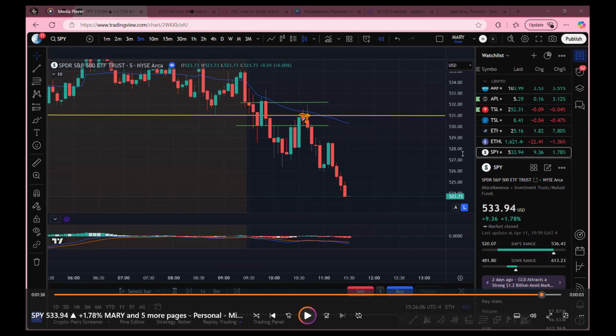Below the line. You want the body to continue to close. You see this? It closed. You see this? It closed. Yep. You want that to close. Okay. The body closes below the VWAP. Still, we can conclude that we are below the VWAP.